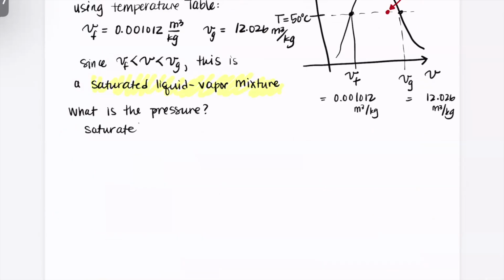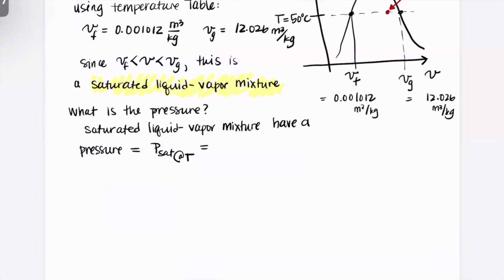So saturated liquid vapor mixtures have a pressure equal to Psat at that temperature, which from the table is 12.352 kPa. So this is from the table. That make sense so far?